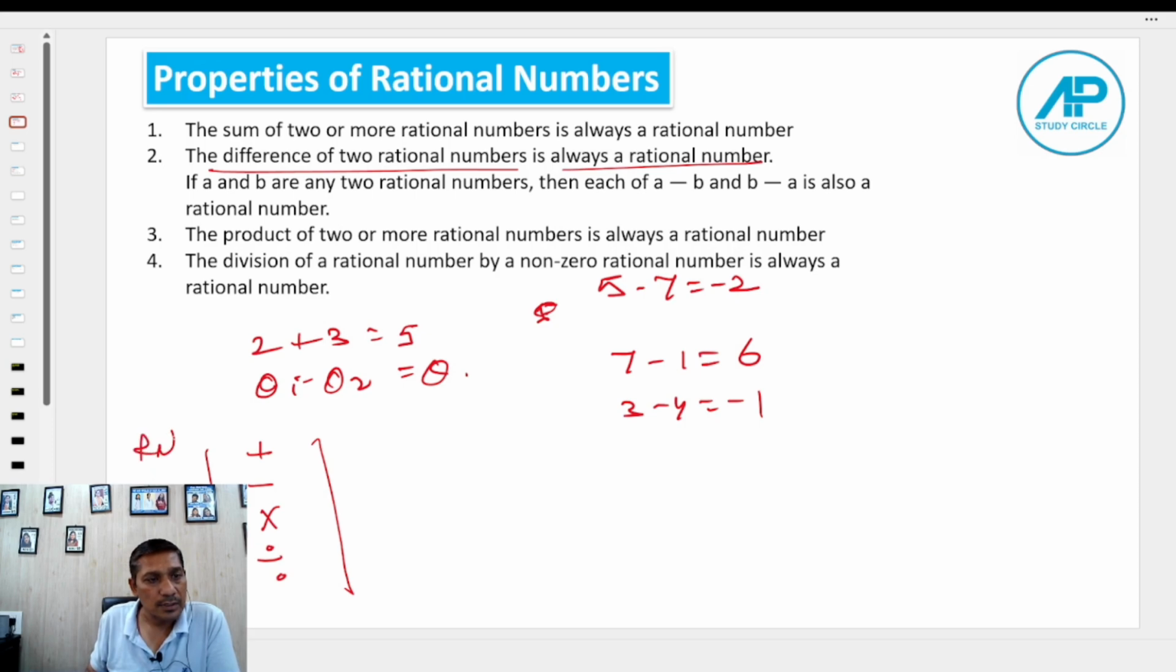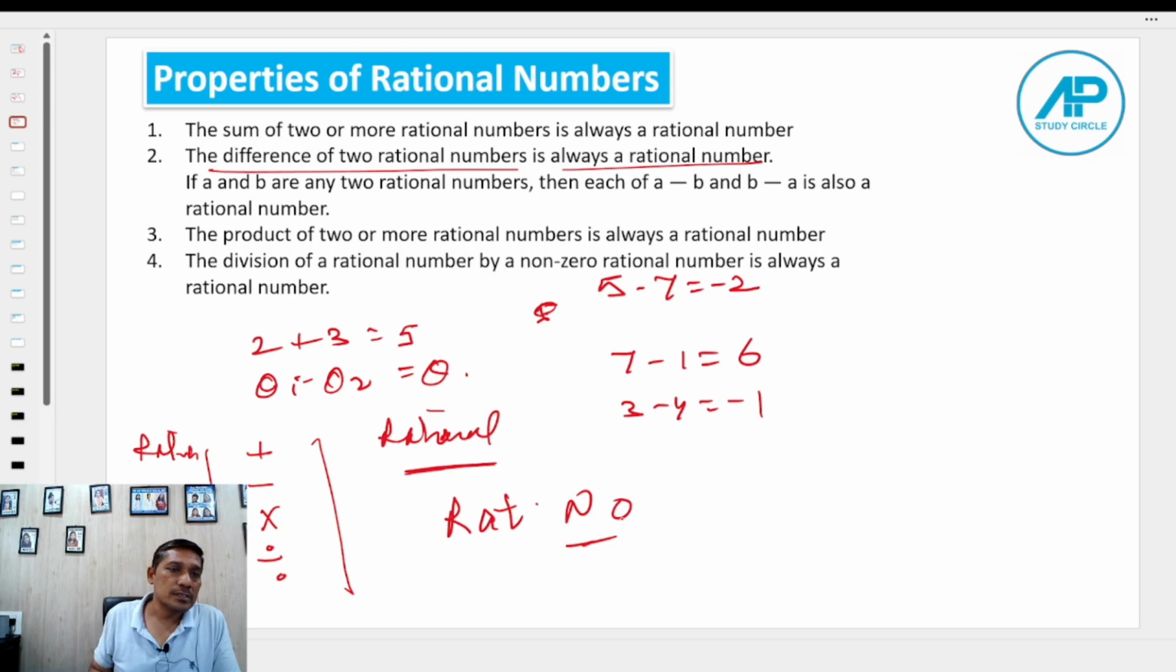You put a rational number and you get a rational number. So you add two rational numbers, you find difference of rational numbers, you find product of rational numbers, you divide two rational numbers. It will give you output as a rational number only. Now in division, take care of one thing, that we should not divide by a zero number. It should be a non-zero rational number. Only then we get a rational number as output for division of two rational numbers.